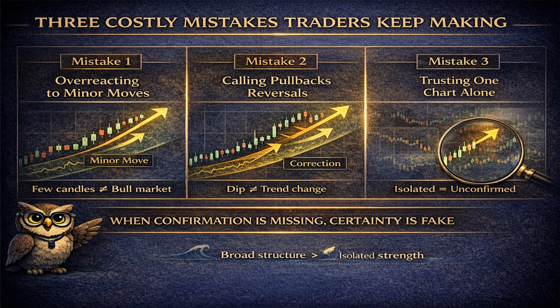Mistake number 2. Calling every pullback a reversal. A healthy uptrend can still have a sharp correction. A healthy downtrend can still have a violent rebound. If you don't understand that, you'll keep fading strength too early and buying weakness too early. Mistake number 3.